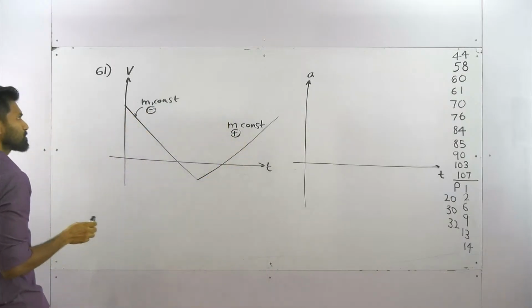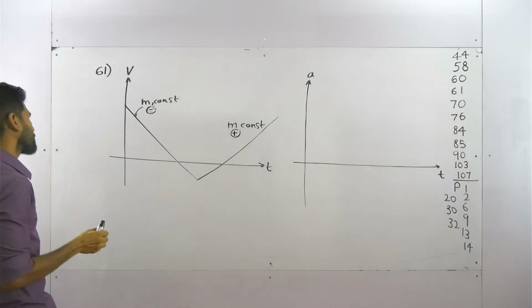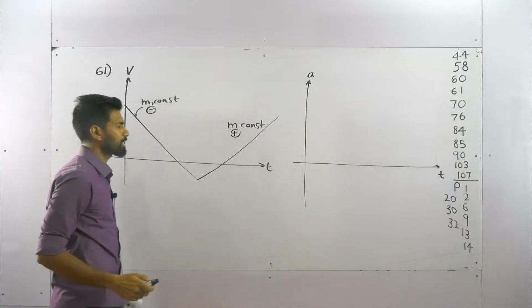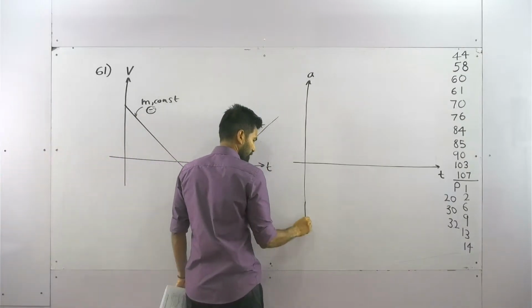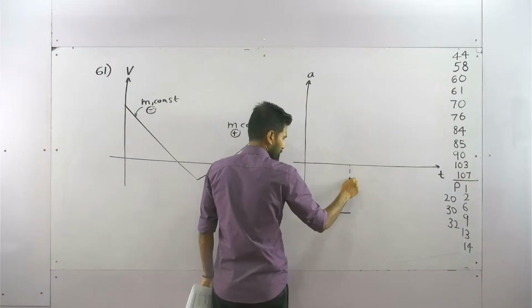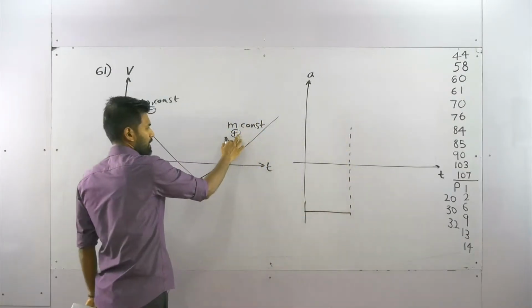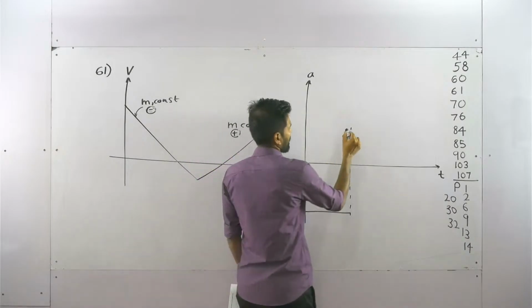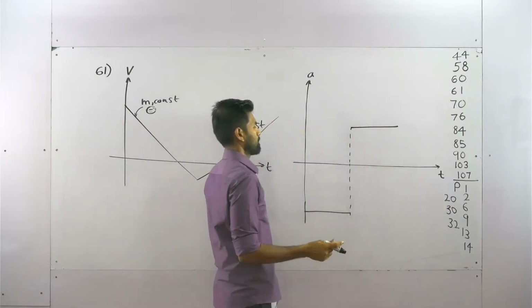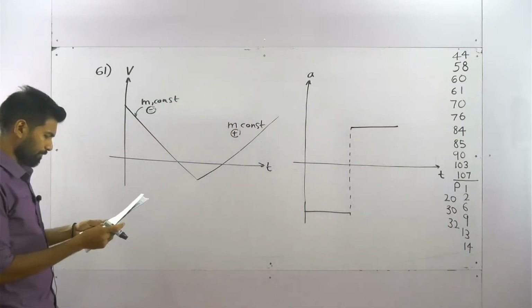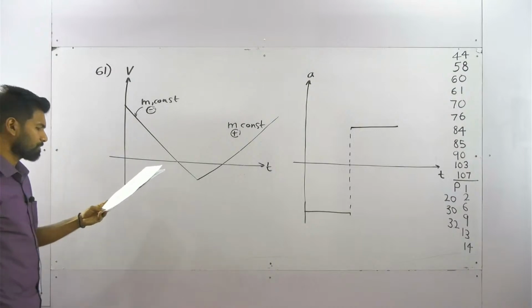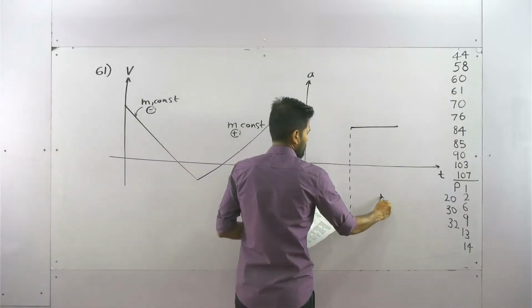The gradient gives you the acceleration, so this negative constant gradient will give you the negative constant acceleration. The next one is a positive constant gradient, so it's a positive constant acceleration. So this is how it has to be. So the answer is B.